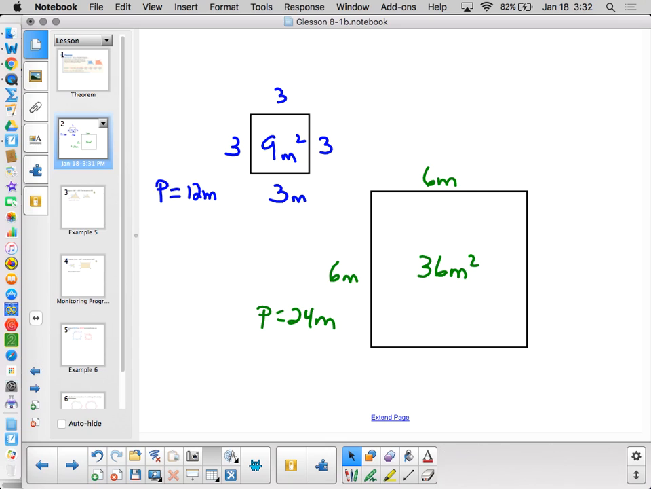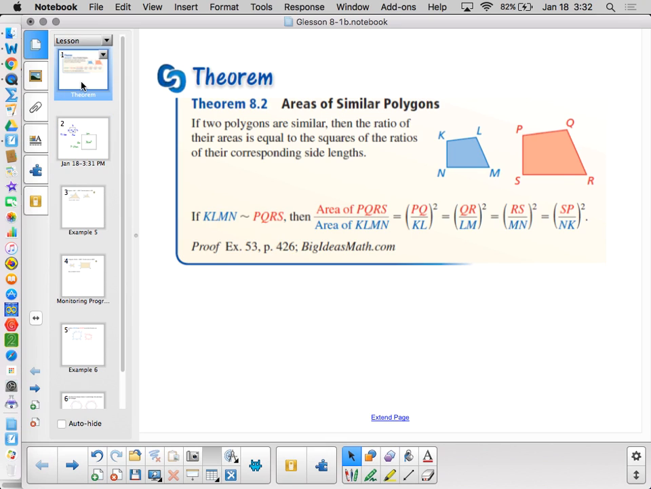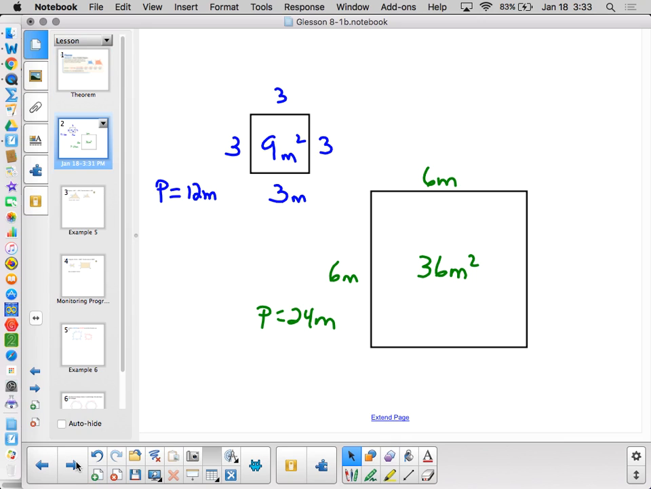Well, that's what we're going to talk about today, the corresponding areas. And quite honestly, when we do that, the ratio of the areas is the square of the scale factor. Why is it the square? Because how do we find area? Let's go back here. How did I find the area of this square? I multiplied a length times a width, right?